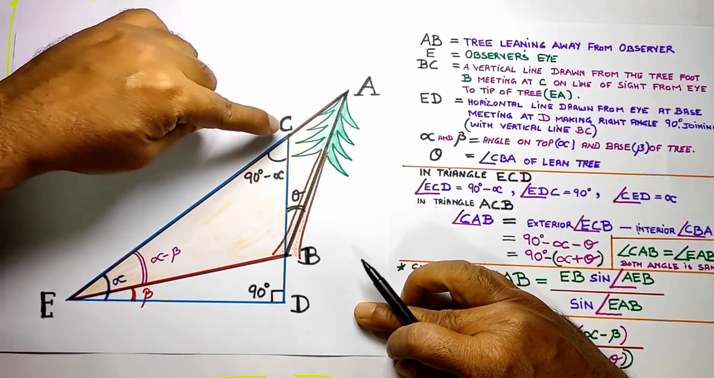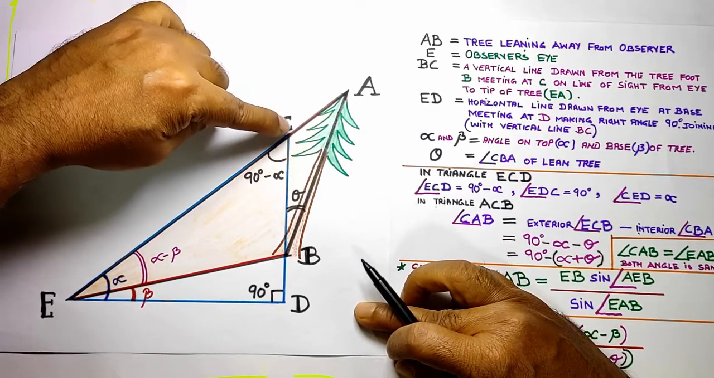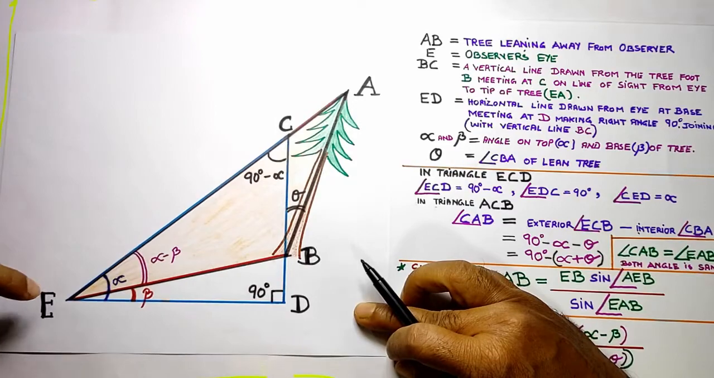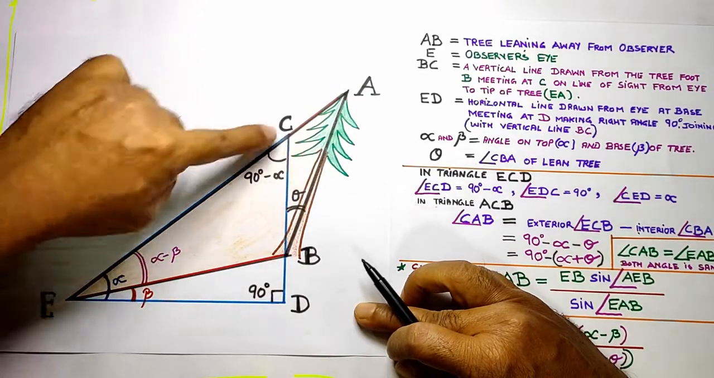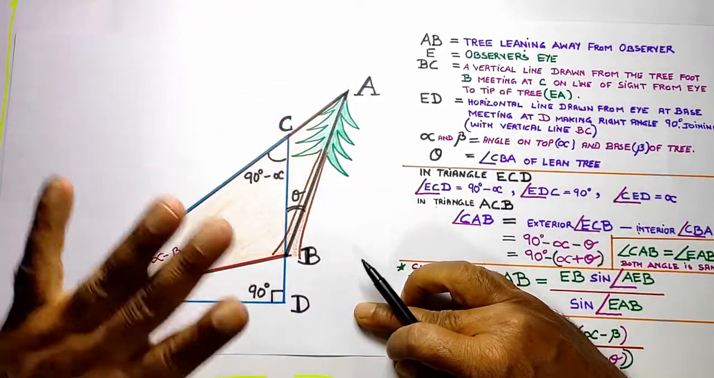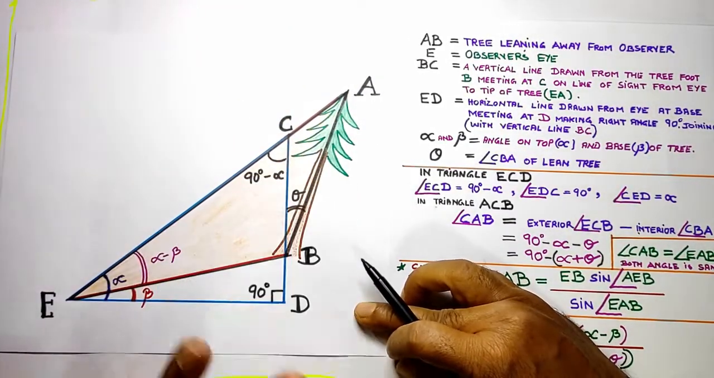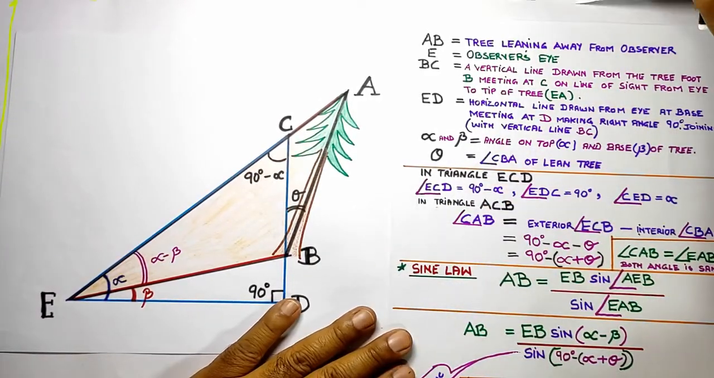Okay, if we know this CAB is equal to EAB, both triangles are the same. Either we say EAB or we say CAB, both triangles are similar. So first we will calculate this one. To calculate this one, again the same thing will go.